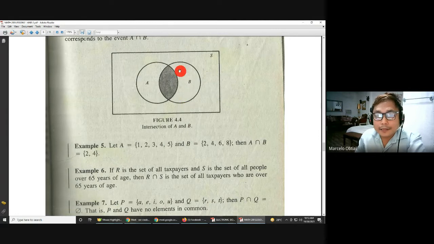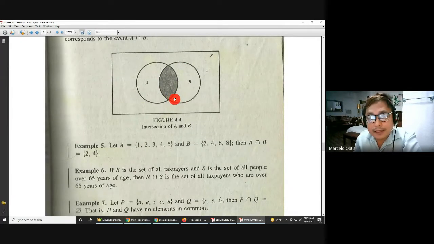The circles represent your events. In this case, given natin, example natin, dalawa yung ating events, event A at event B. That is why dalawa yung circle. Yung overlapping portion, it means that is the intersection. Ibig sabihin, may common. Kapag wala, iwalay dapat yung circles natin. Now, yung shaded portion is actually the answer dun sa required.